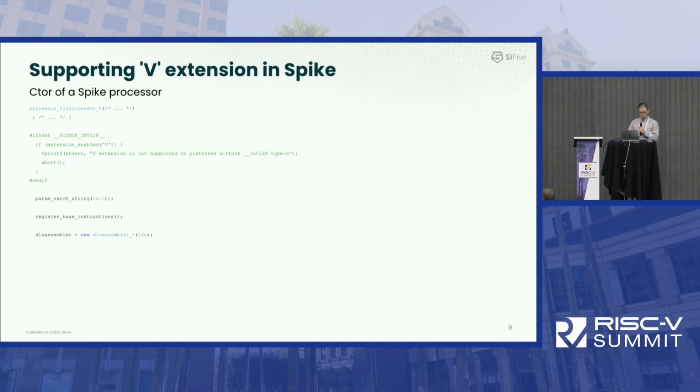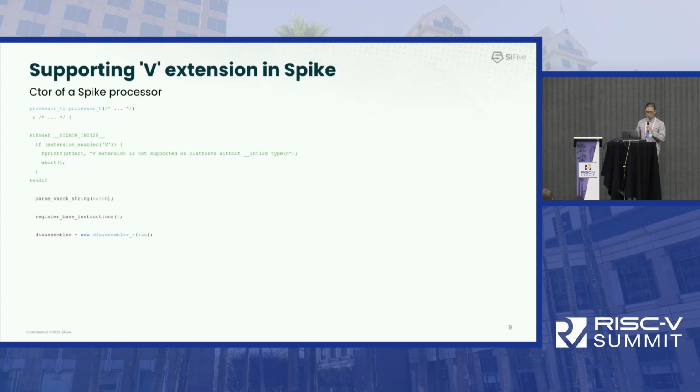The next thing is, let's start the trace through adding the extension. Right now we have the vector unit, and what I find easier to explain is starting from the constructor of the Spike processor. I think that would be a good starting point for me to explain this.